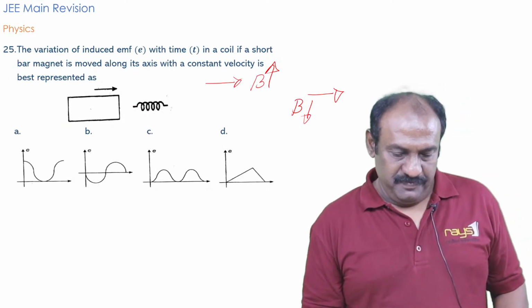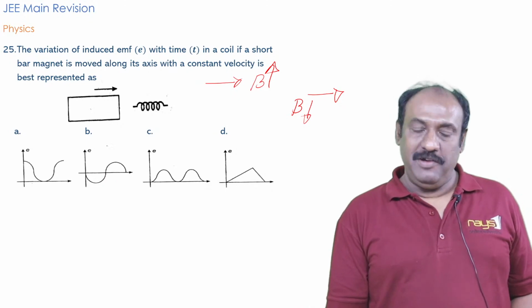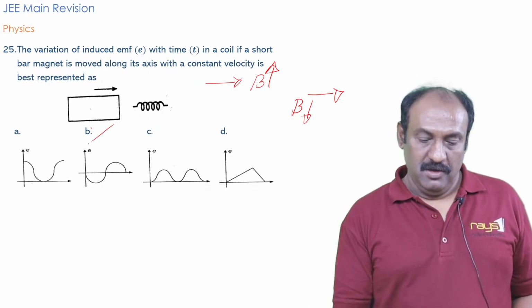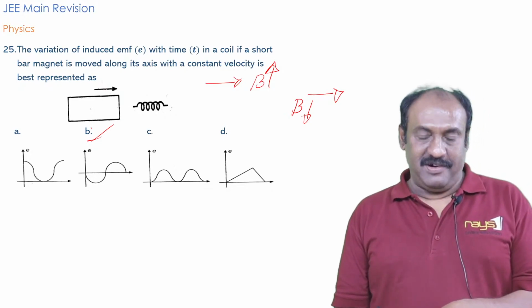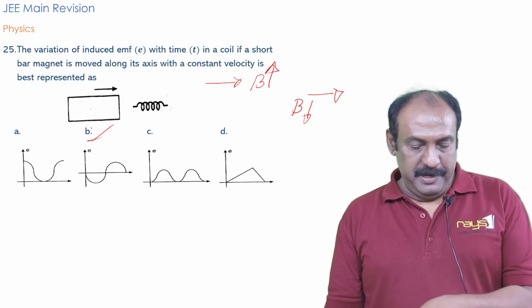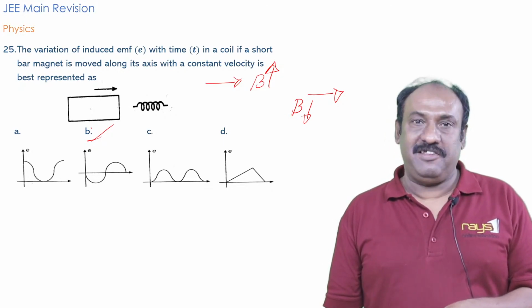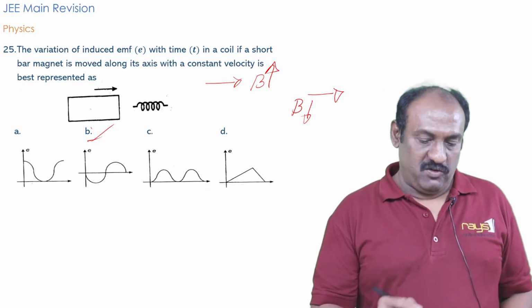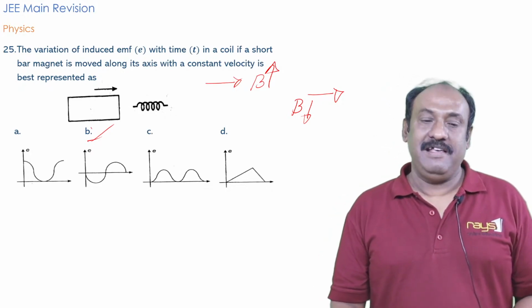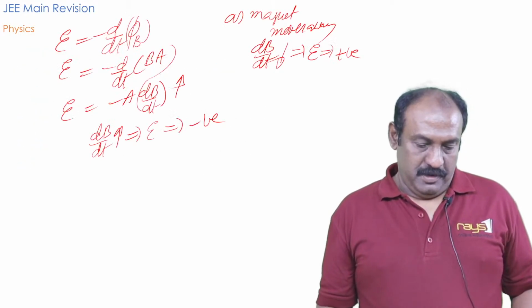See, only in option B is the EMF negative initially. Only in option B, the induced EMF is negative initially, and afterwards it becomes positive. Compared to all the remaining options, in option B it is negative initially, then the induced EMF is positive after some time. So the answer for question number 25 is B. Answer is B.